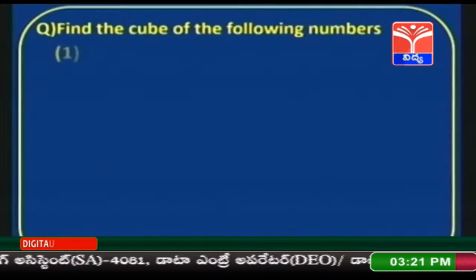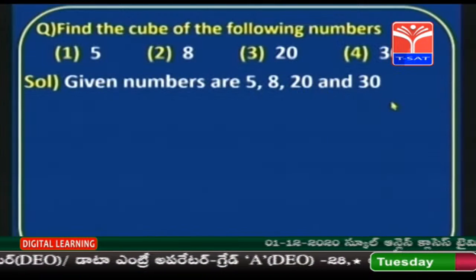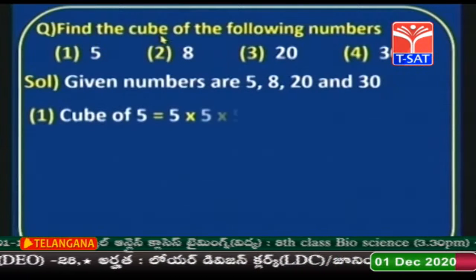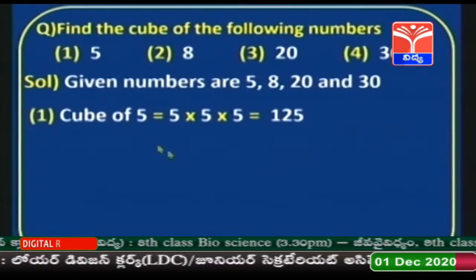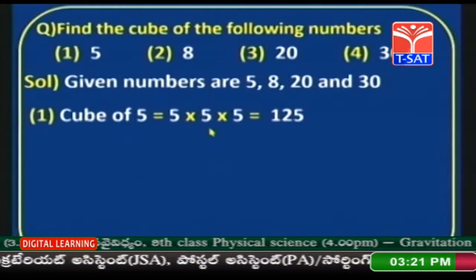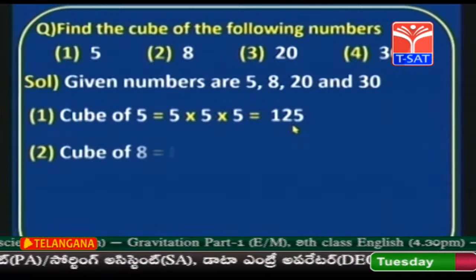Find the cube of the following numbers. So what are the numbers here? 5, 8, 20 and 30. What do you have to find? You have to find the cube. So cube of 5. What is meant by cube of 5? Yes, we have to multiply 5 by itself 3 times. 5 into 5 into 5. What is 5 into 5 into 5? Yes, it is 125. Cube of 8.